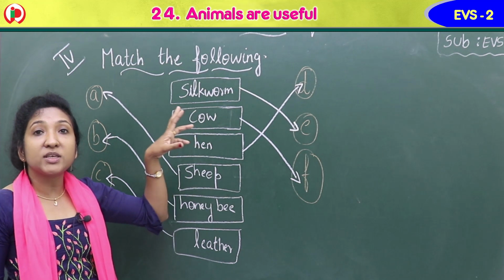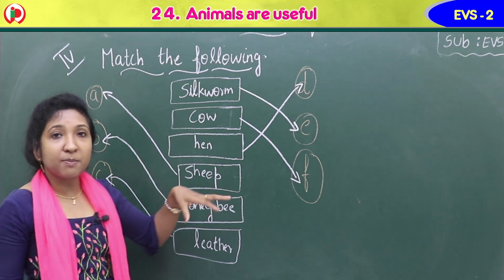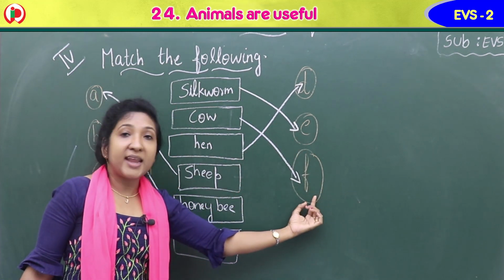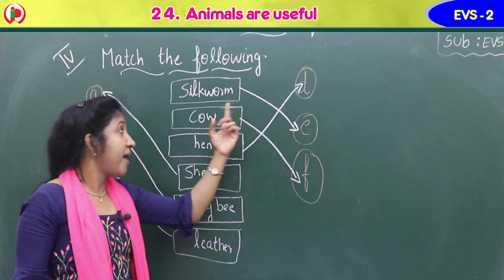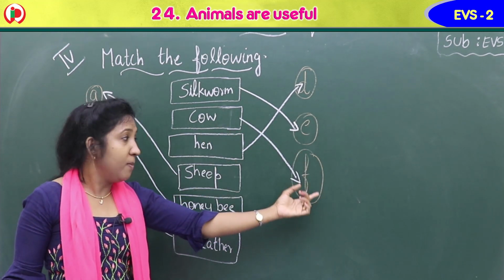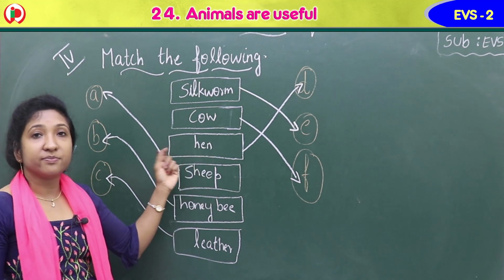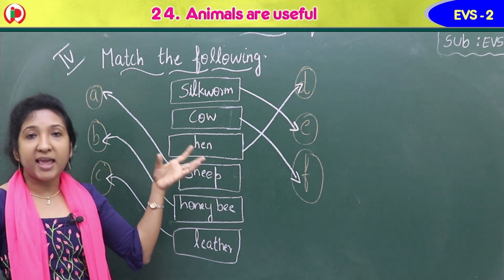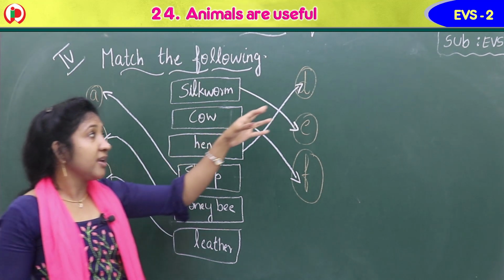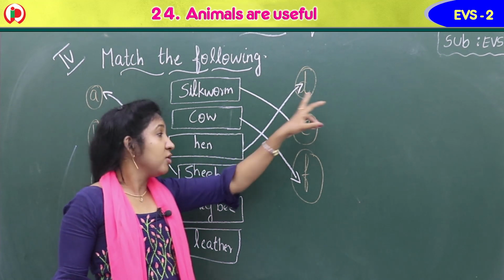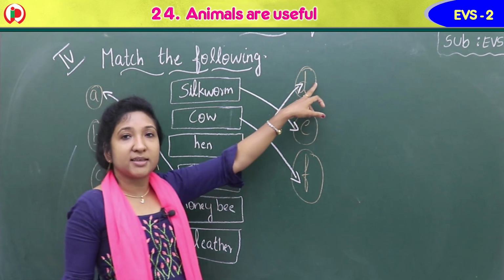Next, cow. Cow gives us milk. Milk image you can see here in F. So you can match cow to F, to milk. Hen. Hen gives us eggs. Egg image is in D. So you can match hen to eggs, D.